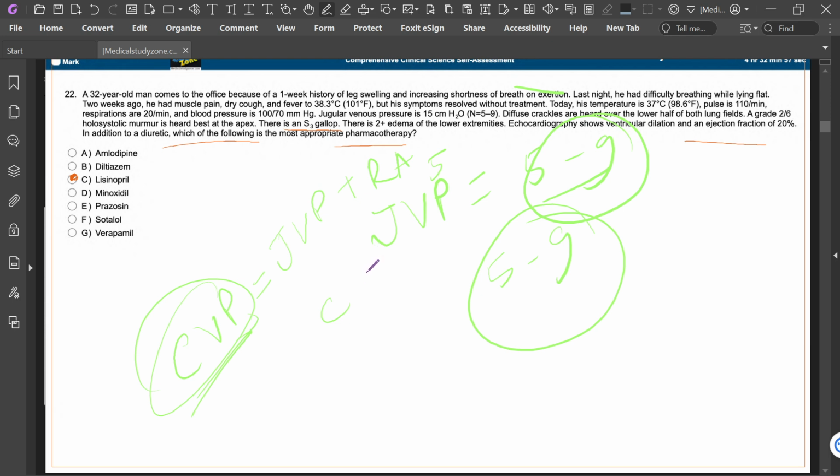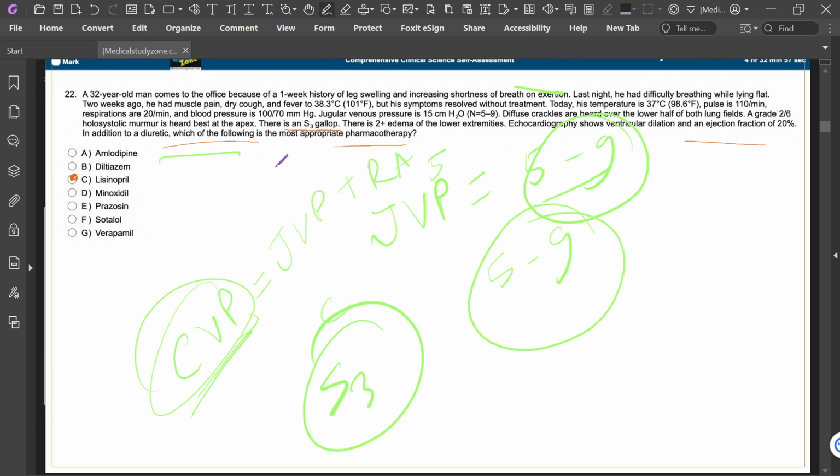Diffuse crackles are heard over the lower half of both lung fields. A grade 2 out of 6 holosystolic murmur is best heard at the apex. There is an S3 gallop. There is 2 plus edema of the lower extremities. Echo shows ventricular dilation and an ejection fraction of 20. In addition to a diuretic, which of the following is the most appropriate pharmacotherapy?